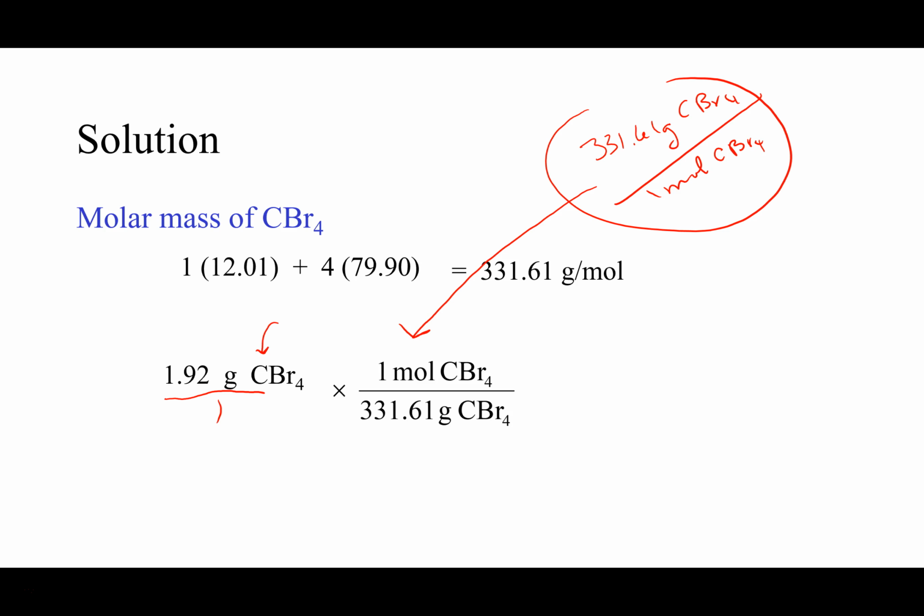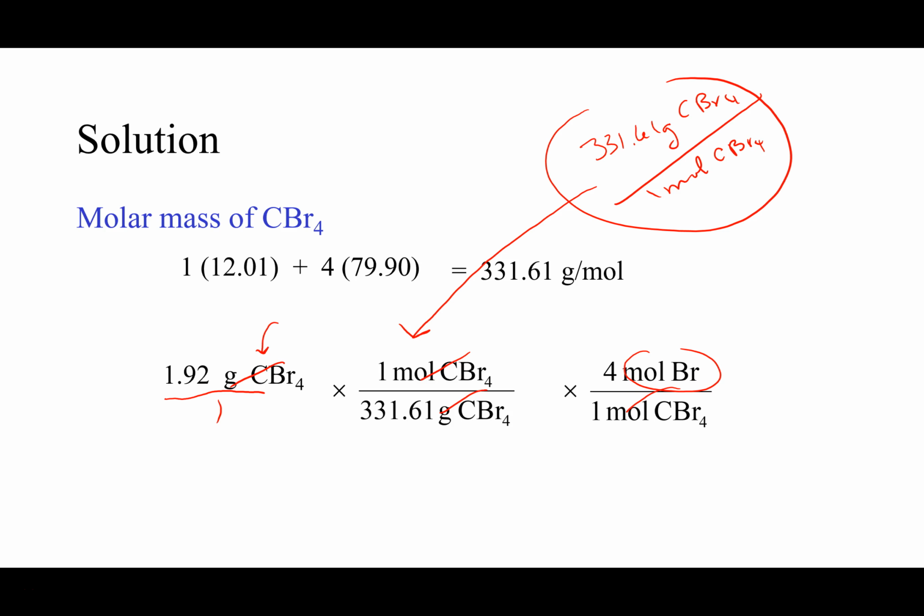From the previous slide, what can we do now as a third term to make moles of CBr4 cancel and be left with moles of bromine atoms? Would it be 4 moles of Br over 1 mole? Yep. 4 moles of Br over 1 mole of CBr4. Now grams of CBr4 have canceled, moles of CBr4 have canceled, and we're left with units of moles of Br.